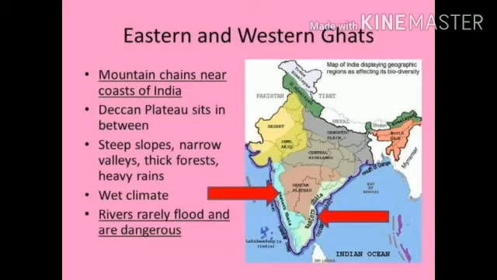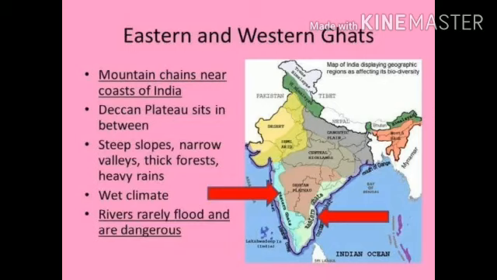Students, do you know the Western Ghats are higher than the Eastern Ghats? Their average elevation is 900 meters to 1600 meters as against 600 meters of Eastern Ghats. Students, the height of the Western Ghats increases from north to south.